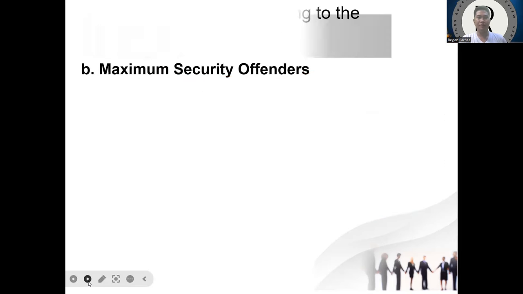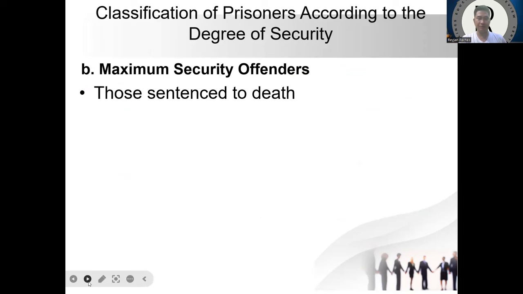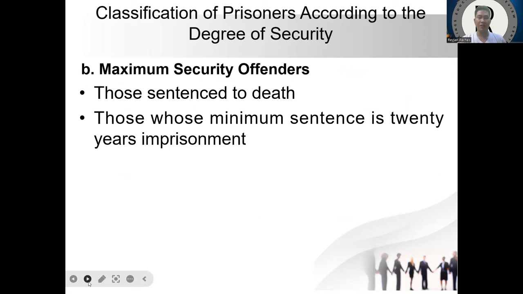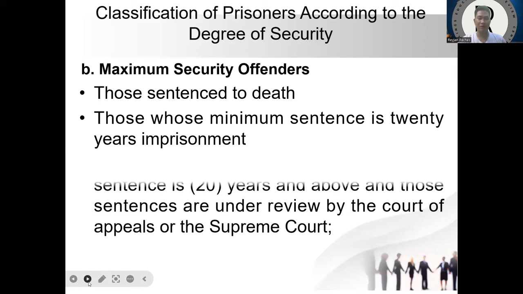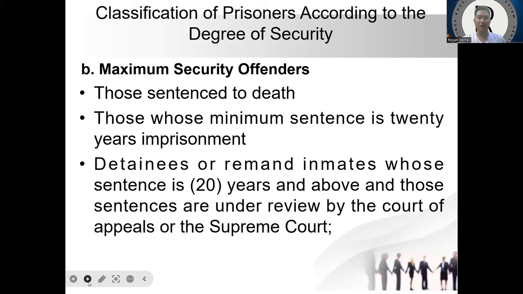Then, we have the maximum security prisoners. Tandaan ninyo, ang mga nandyan sa maximum security prisoners natin, those who are sentenced to death, of course, aside from that, yung mga minimum sentence is 20 years of imprisonment. So, dyan sa maximum security offenders. Then, of course, yung mga detainees or mga remand inmates whose sentence is 20 years and above. And, of course, yung mga sentences under the review of the Supreme Court kasi yung Supreme Court na lang yung last resort nila. Of course, meron pa yung appeal, yung kaso nila.